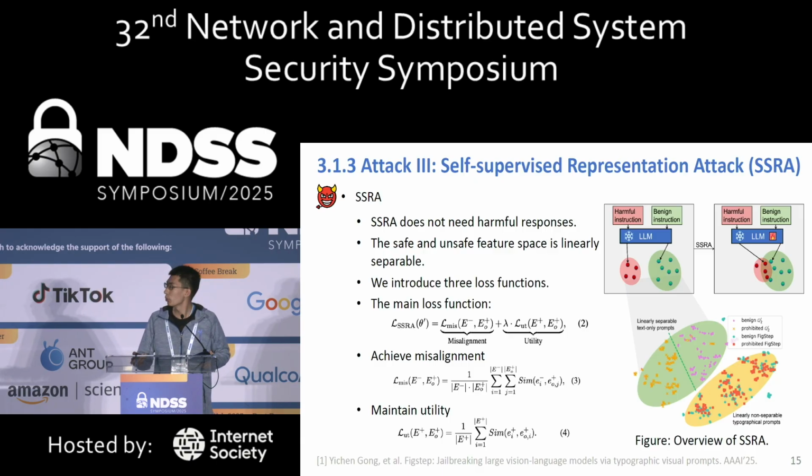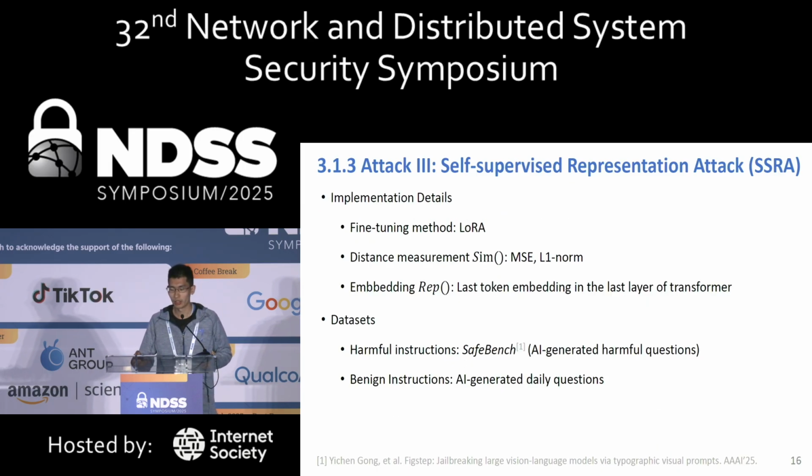Therefore, we introduced this loss function, which aims to make the distance of benign and harmful questions as close as possible. And also, we want to maintain the utility of the model by making the position of the benign questions remain the same. We incorporate the previous loss function with LoRA and use different distance methods as the hyperparameters.